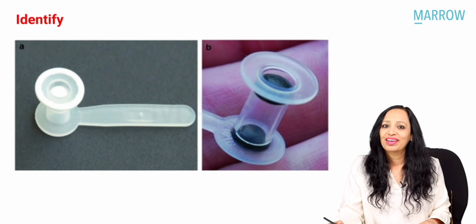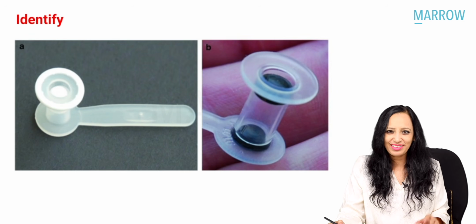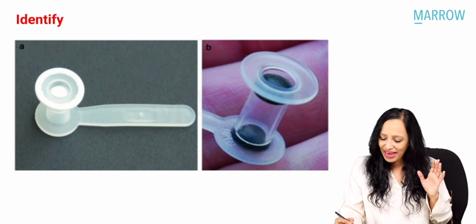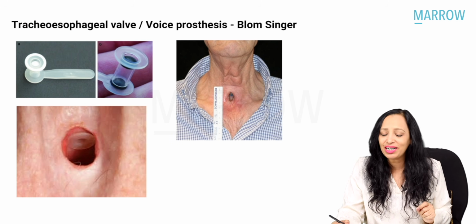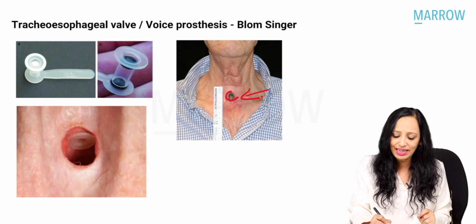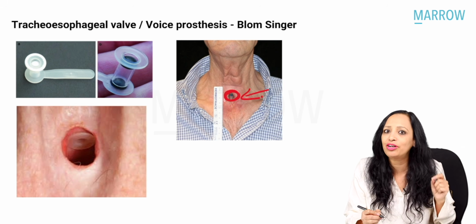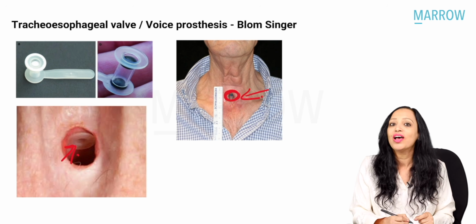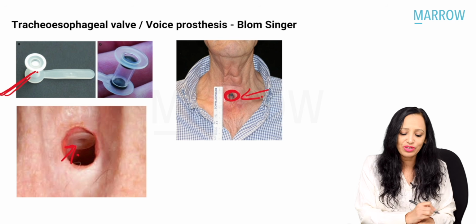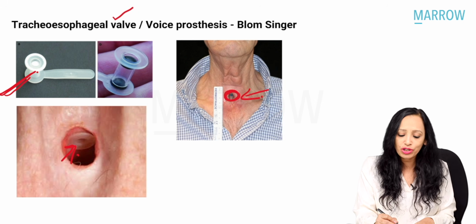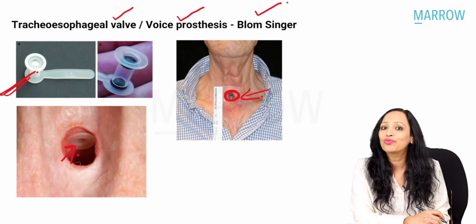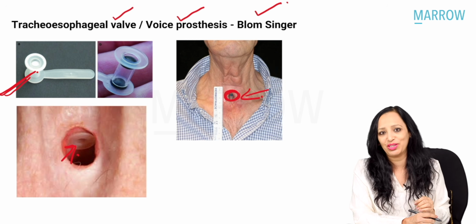Next. Yes, identify what are you seeing? What is this? Is this a grommet? No. Then what is this? Yes, we have seen this being used earlier. This is a patient of laryngectomy. Why? Because we are seeing this opening. This is known as a permanent tracheostome, where you can see this valve. We are seeing this one end of the valve, and the entire valve looks like this. This is known as the tracheoesophageal valve, also known as voice prosthesis. This is the Blom-Singer valve that we use for tracheoesophageal speech.